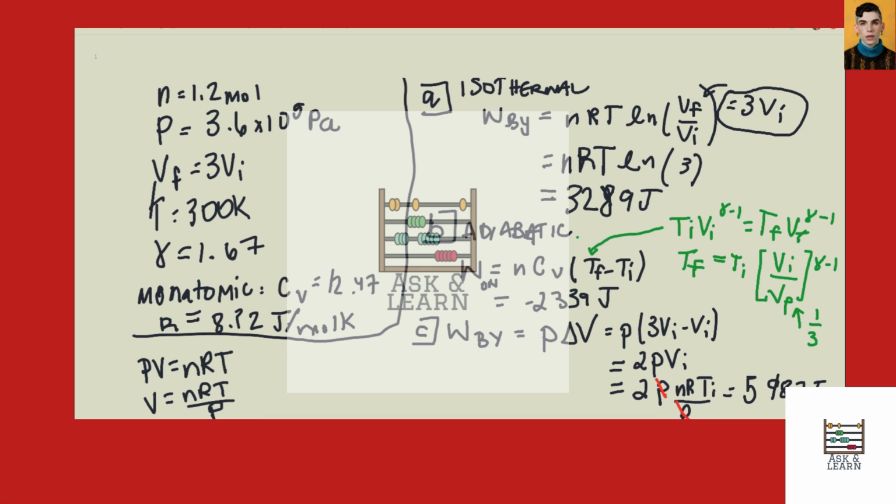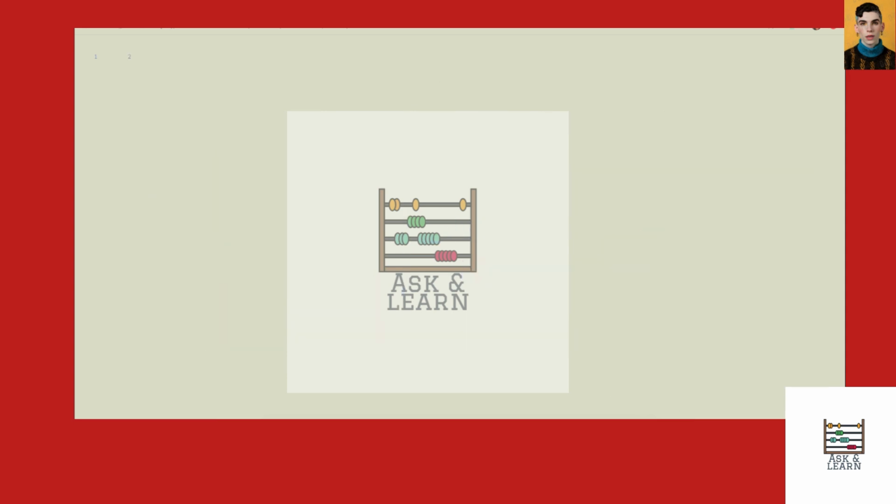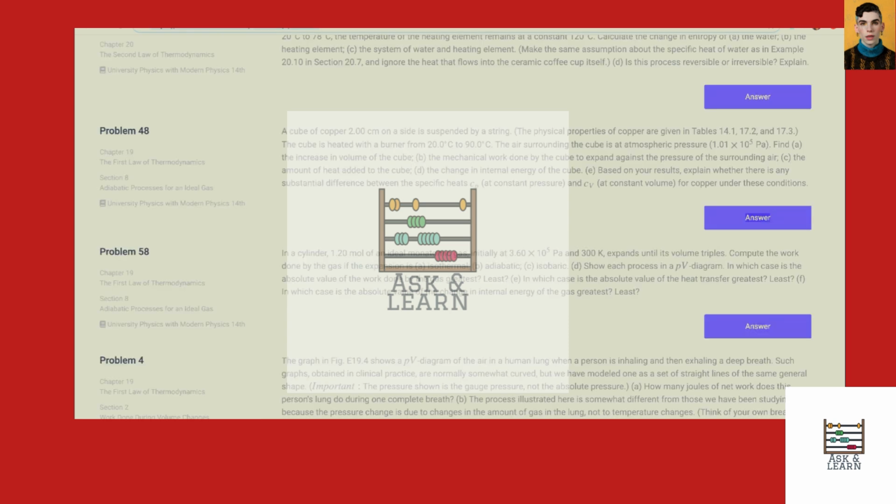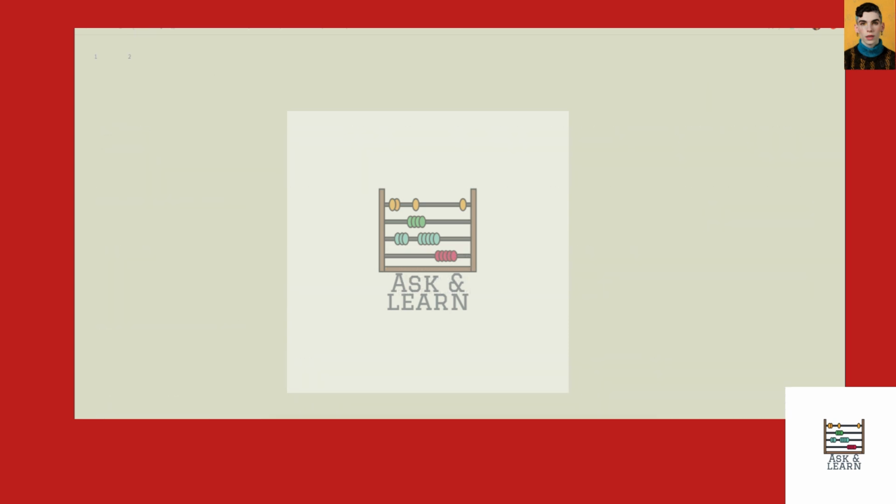Great. Now what we want to do is make the PV diagram, showing each process in a PV diagram. So here's V, here's P. Let's start with the lowest hanging fruit. Here's our V initial. That's not the lowest hanging fruit.